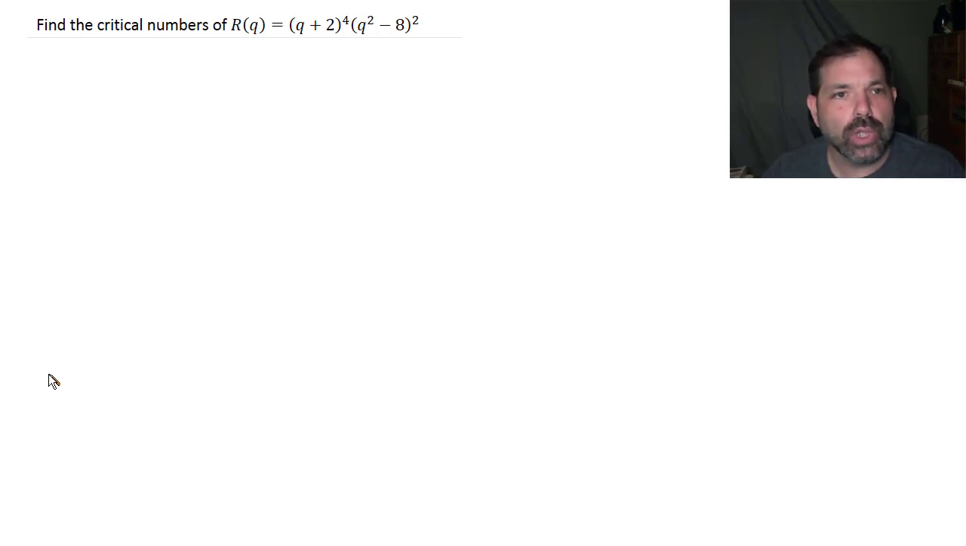Find the critical numbers of r of q equals (q plus 2) to the fourth power times (q squared minus 8) to the second power. Now, while it might not look like it, this is a polynomial function. It's just already in a somewhat factored form. So we know this is a polynomial, and so its domain is again all reals.